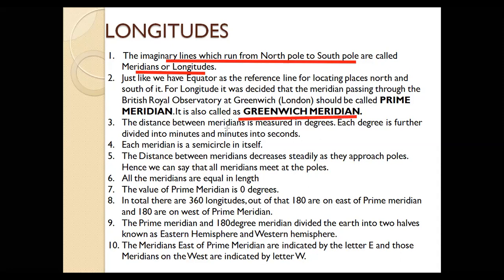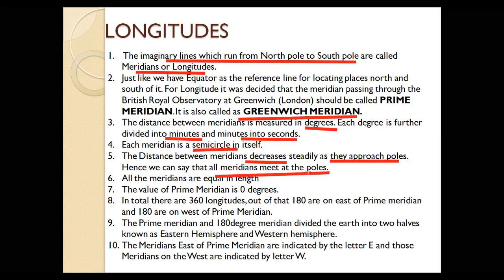The distance between meridians is measured in degrees, and each degree is further divided into minutes and minutes into seconds. Each meridian is a semicircle in itself. The distance between meridians decreases steadily as they approach the poles. Hence, we can say that all meridians meet at the pole and all meridians are equal in length. The value of the prime meridian is 0 degrees.